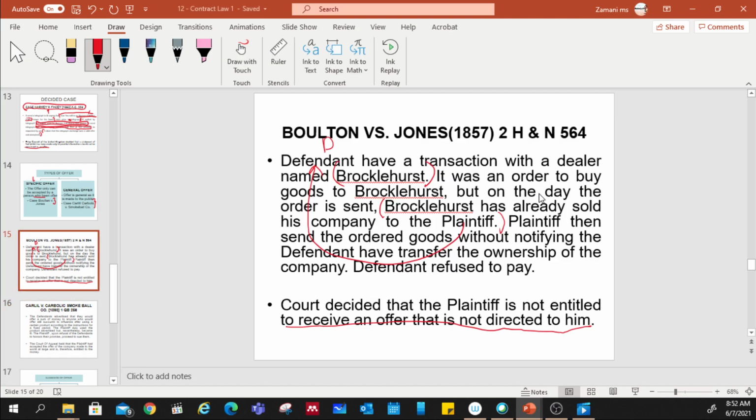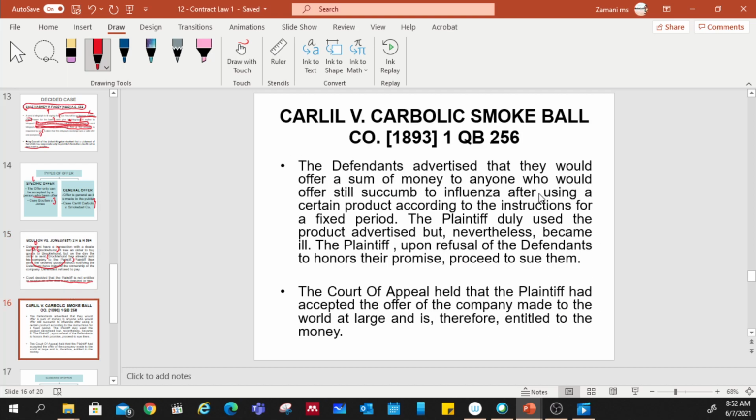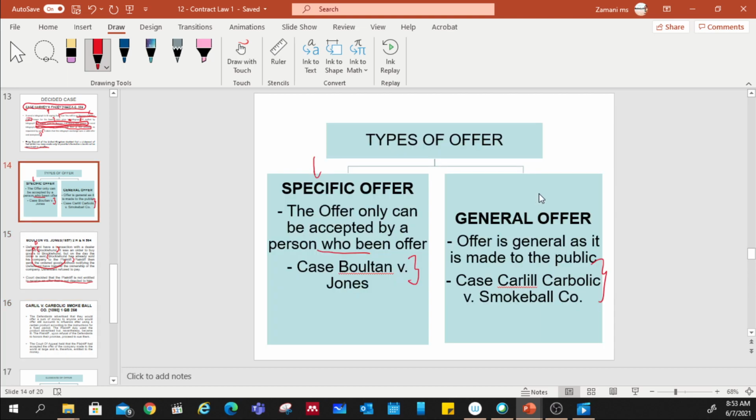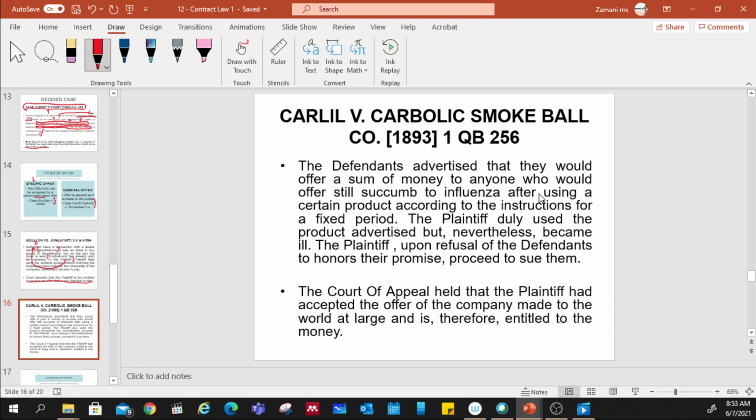That's very specific. The other one is based on the public at large. This is not specific like just now. This is a general offer. So in this case, we have Carlill versus Carbolic.